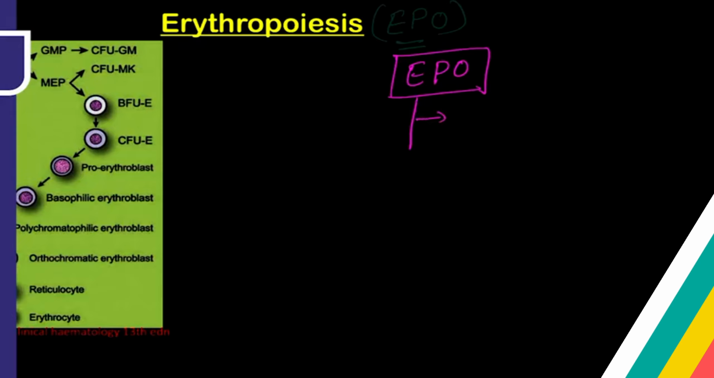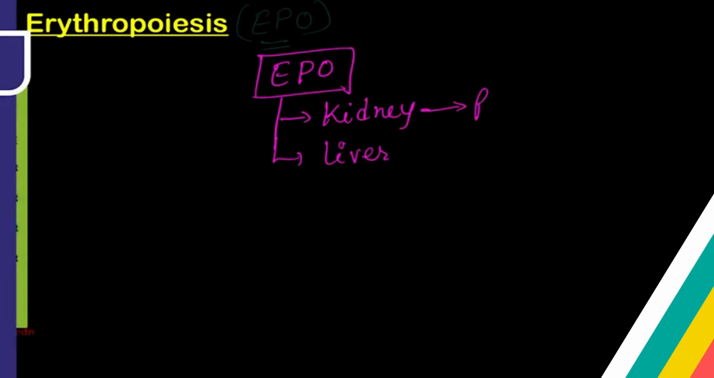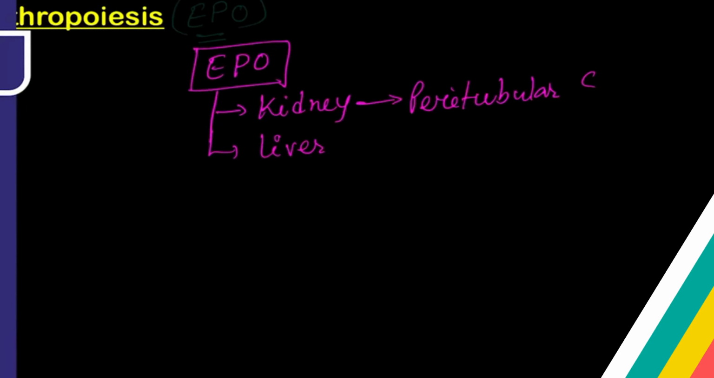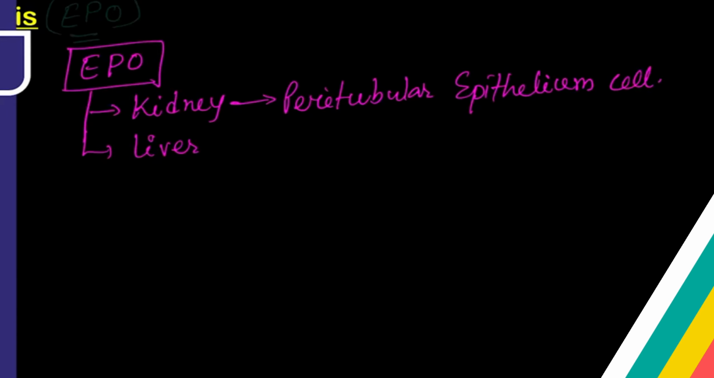Remember that erythropoietin is produced from both kidney as well as a little amount from liver. At the level of kidney, it is formed from the peritubular epithelium cells. So you know that there are tubules, and surrounding the tubules there are peritubular capillaries. Surrounding these peritubular capillaries there are epithelium cells. So that's why I'm saying here the peritubular capillary epithelium cell or peritubular epithelium cell. Peritubular capillary epithelium cells are the major source of erythropoietin.